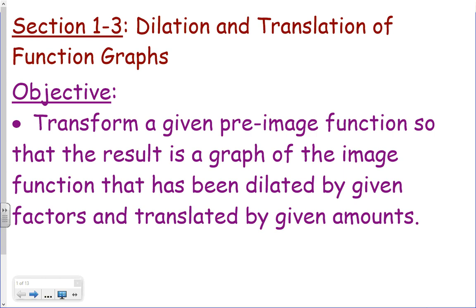So our objective here is transform a given pre-image function so that the result is a graph of the image function that has either been dilated by the given factors or translated by the given amounts. Again, dilations and translations fall into the category of being a transformation. All right, so let's start out with a few terms here.